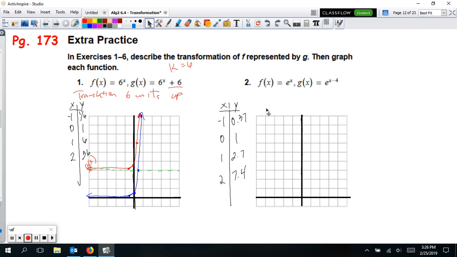Go ahead and graph this one. Our asymptote is going to be the x-axis again, just like it was on 6 to the x. It's going to be the same here. And so we just start to see this one. Let's check out what the graph looks like.